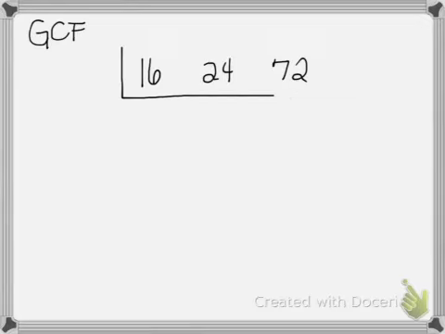Okay, let's do one more example. So we'll do 16, 24, and 72. Okay, like we've done so far, we're going to draw our L, and I'm going to think of a prime factor that is a factor of 16, 24, and 72, and they're all even, so I'm going to start off nice and easy with a 2. So let's see, 16 divided by 2 gives me 8, 24 divided by 2 gives me 12, and 72 divided by 2 gives me 36.